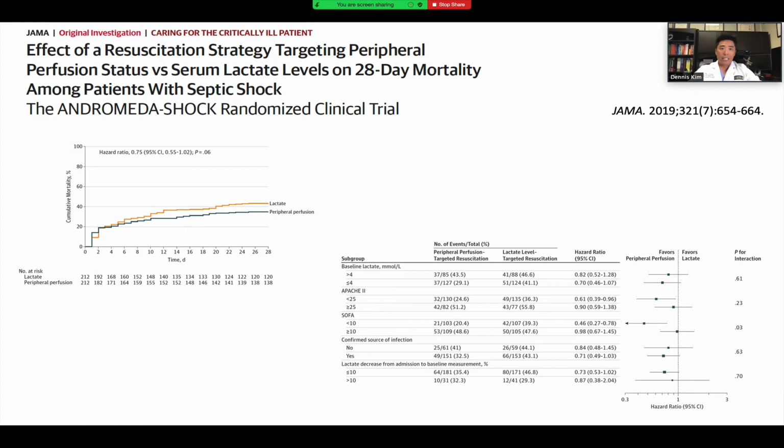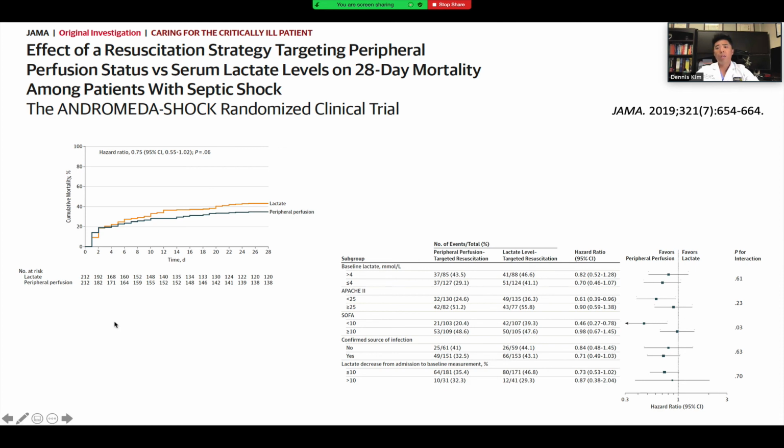The reason I like this study, so this is a prospective randomized control trial down in South America across several hospitals. And what they wanted to do was compare a strategy of peripheral perfusion status, so essentially looking at capillary refill in your finger, versus serum lactate levels and trending those, and the impact on 28-day mortality in patients with septic shock.